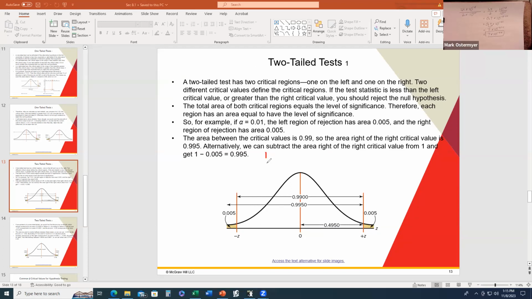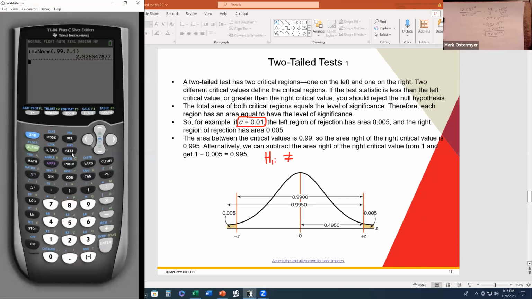And again, we would know that it's a two-tailed test if our alternative hypothesis statement has a not equal to symbol. Not equal to symbol means two-tailed test. Suppose we're testing at 1% level of significance. So this is the probability of committing a type 1 error. And we want to find the critical z-values. So how would we do that? Well, we bring up our calculator. And we're going to use the inverse norm function again.